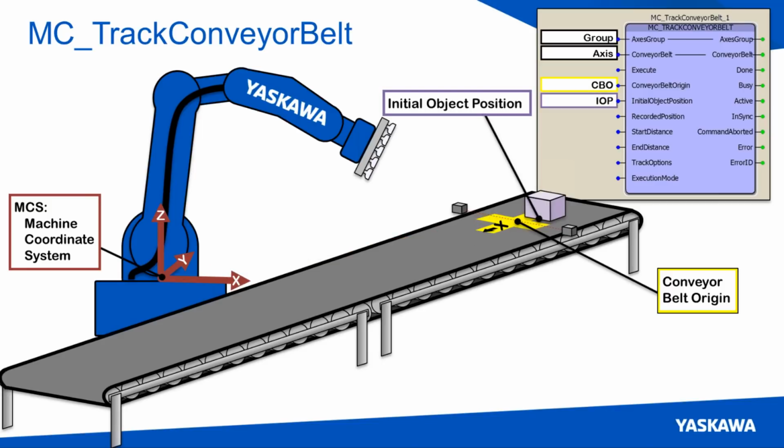The next thing I'm going to need to define is the initial object position. This is the position of the part when at the recorded position. We haven't got to the recorded position yet, but that will be coming soon.